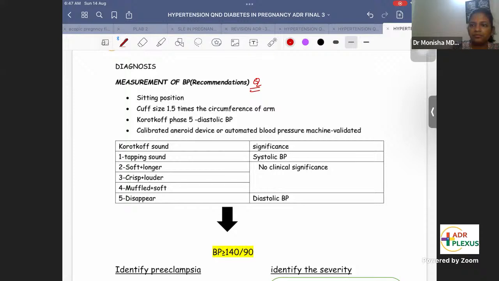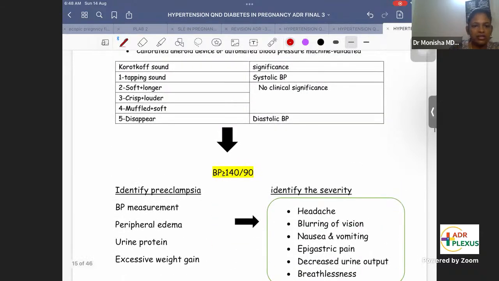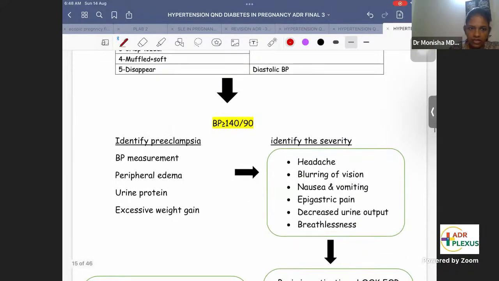One is, remember, it should be done in a sitting position, and not in a supine or left lateral position, and the cuff size should be 1.5 times the circumference of the arm. This is a very important question that can be asked. And diastolic, as I've already told, is at Korotkoff phase 5, and we are using a calibrated aneroid device or an automated blood pressure device. Previously this automated blood pressure machine was not advised, but recently it has been validated. So you can also use automatic machines for measuring the BP.